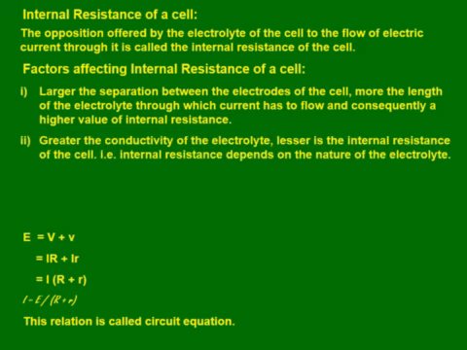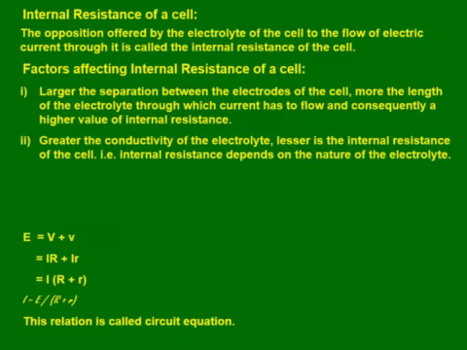The greater the conductivity of the electrolyte, the lesser the internal resistance of the cell. That is, internal resistance depends on the nature of the electrolyte. That's an important thing. This also decides whether it is a primary or secondary cell. A primary cell has a one directional chemical reaction, for which the internal resistance will be higher. For the secondary cell, it is a reversible reaction, so here the internal resistance will be a little lower.